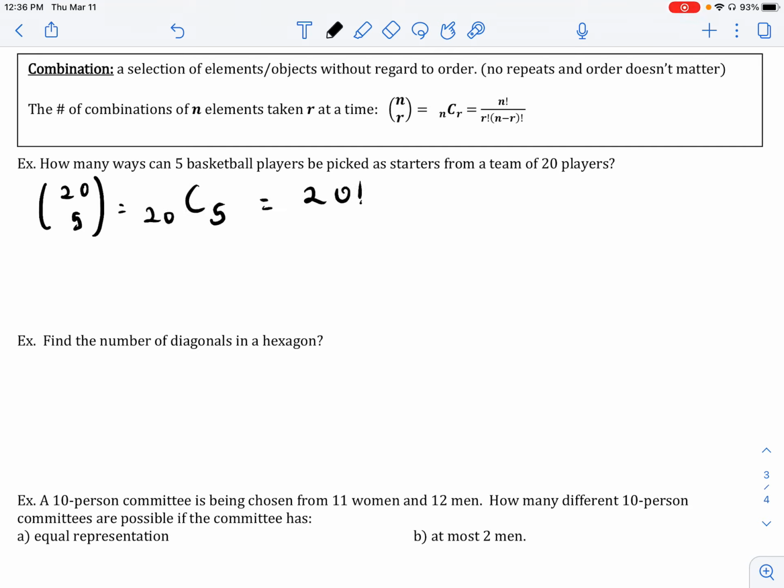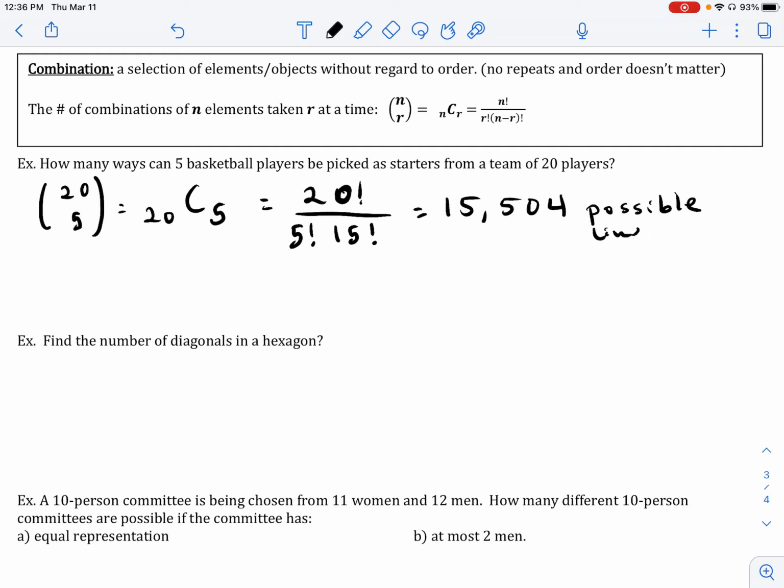And what this looks like would be the following. We've got 20 players to choose from. I've got 5 players that I need to pick, and then I need to find the difference of 20 and 5, which would be 15 factorial, right? Which would then give us this many possible lineups.